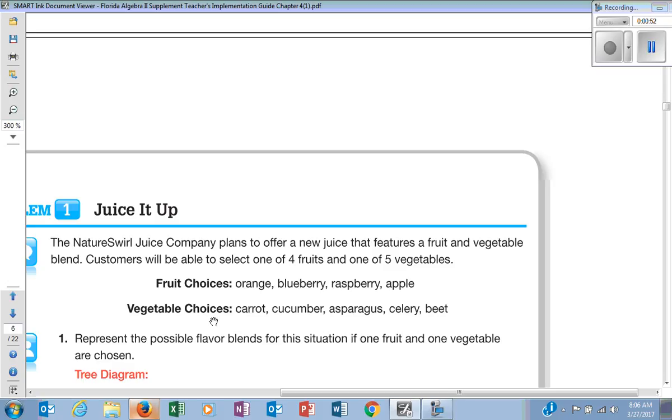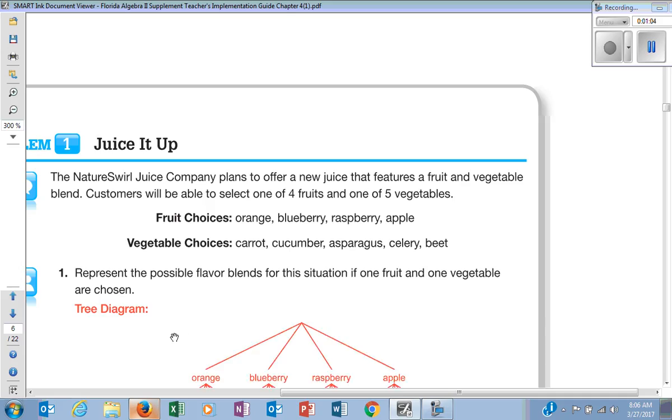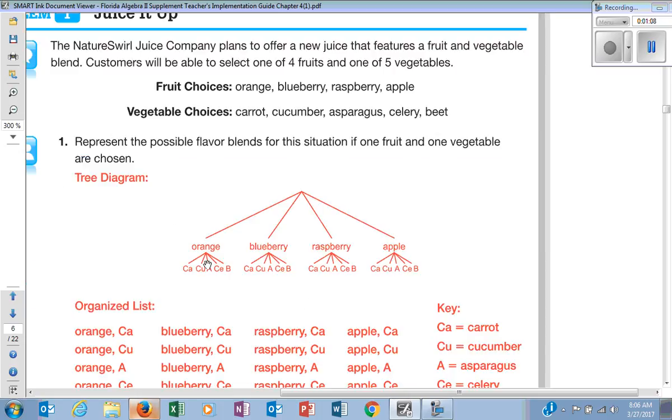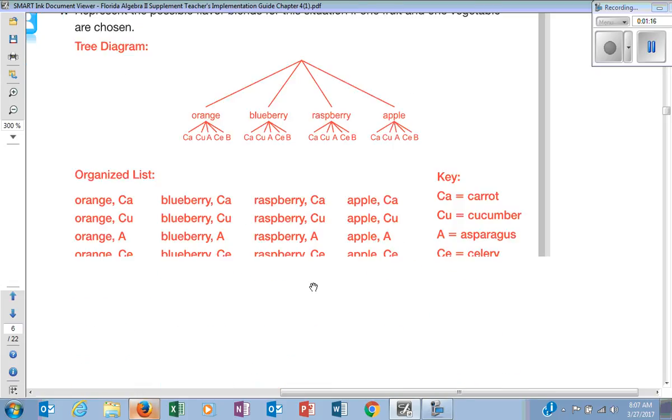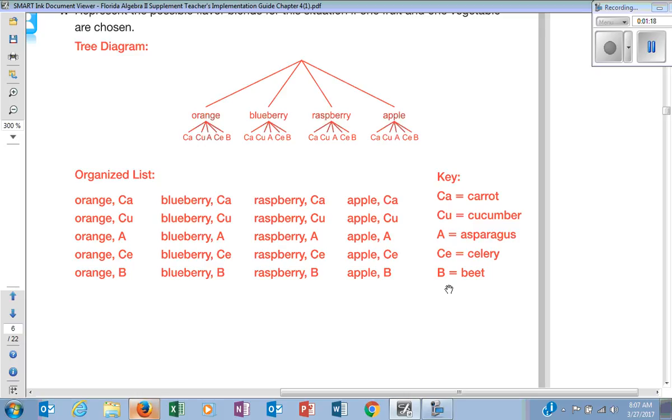How many different things can fill my first hole? 4. How many things can fill my second hole? 5. And so how many different options do I have total? 4 times 5 is 20 different options that can be made, or combinations of different juices. So this is our tree diagram. Again, we talked about it. Should you know how to make a tree diagram? Yes. Should you know how to do an organized list? Yes.